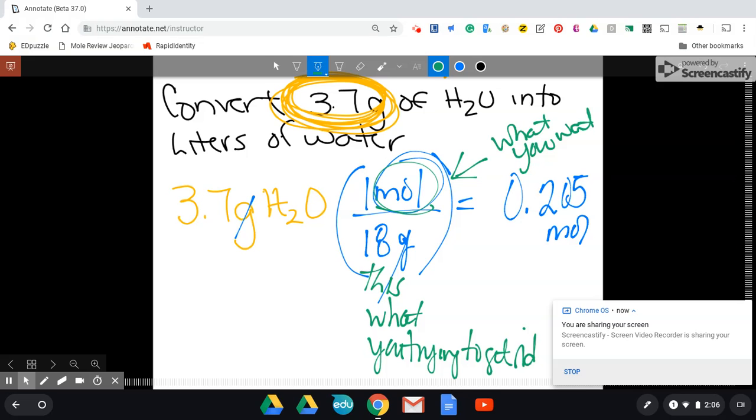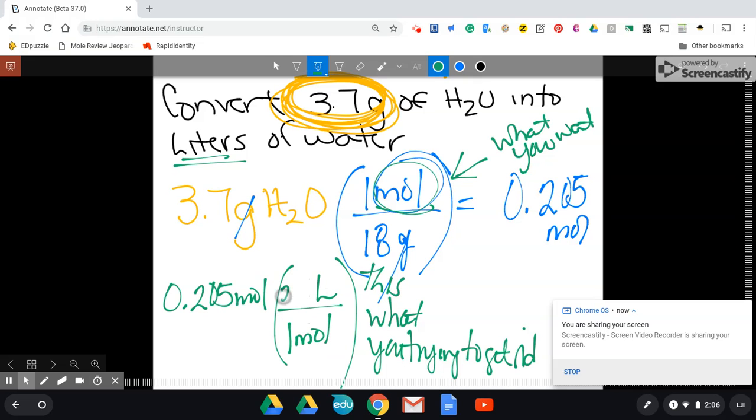Now, I don't want to stop there because my question wants liters. So I start with 0.205 moles. If you go back to your chart, this is what I'm trying to get out of. So I'm trying to get out of moles. And what I want is liters, which is 22.4. So now I take that number and multiply it by 22.4. And so I have 4.6 liters of H2O. All right, let's do another one.